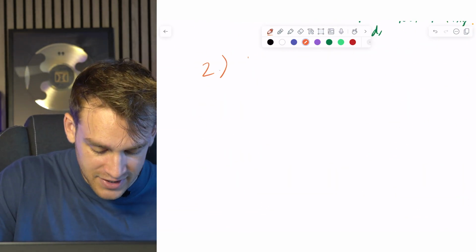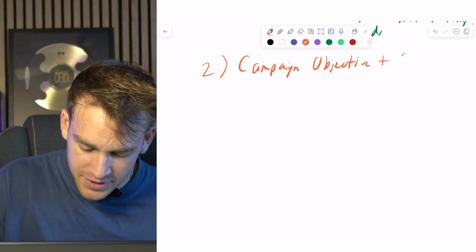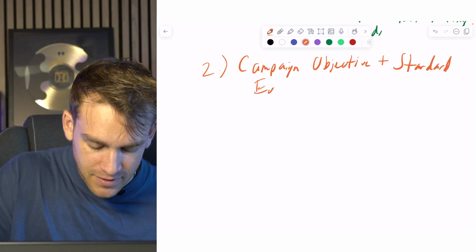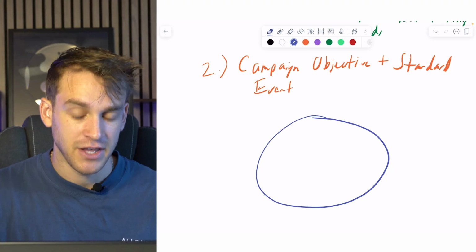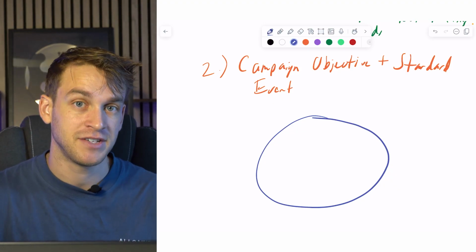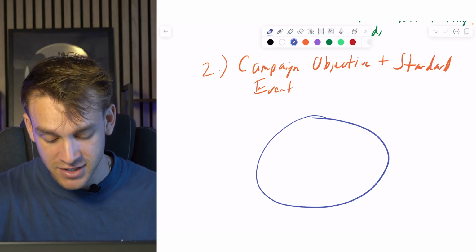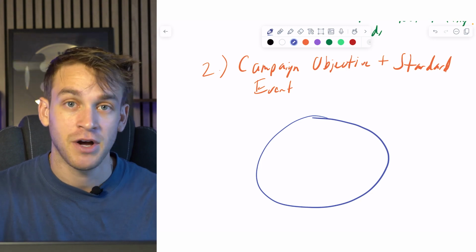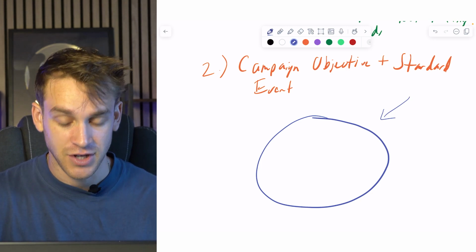Now, number 2 is the actual campaign objective plus standard event. So say, for example, this is the total population of people that you can target at any given time, given your set of messaging. Obviously we know messaging, we just talked about that. It can help you reach different types of people based upon what you say and what the ad looks like. But right here, let's just say based upon your messaging, this is the total amount of people that you can target at any given time.